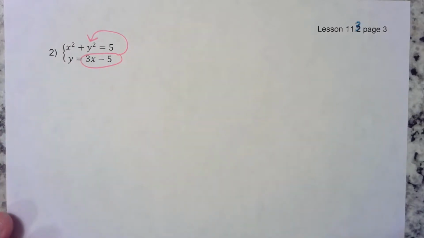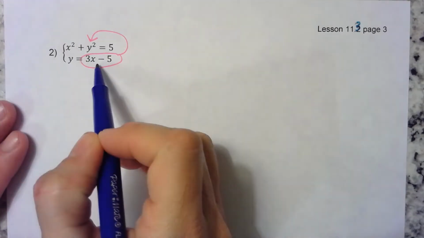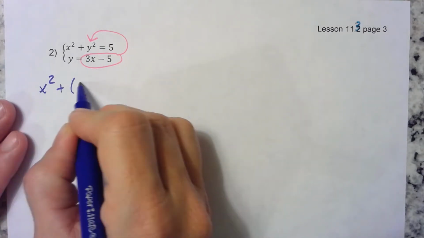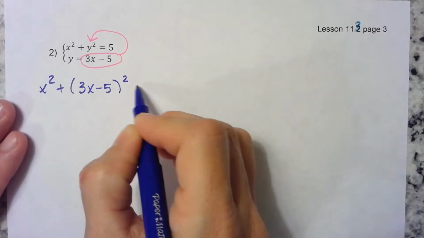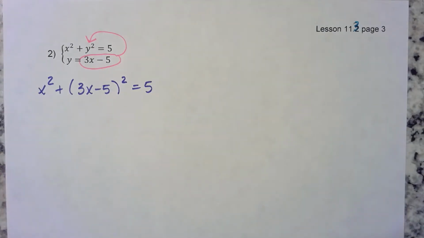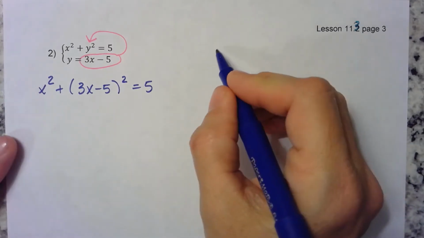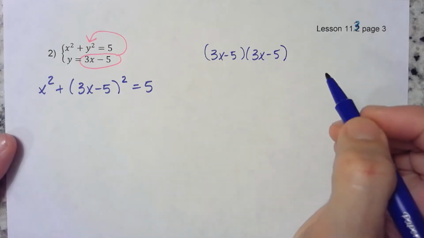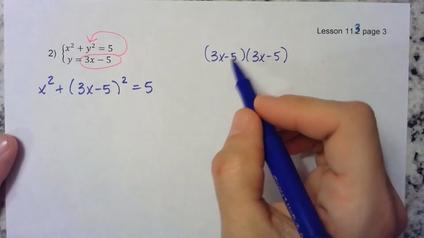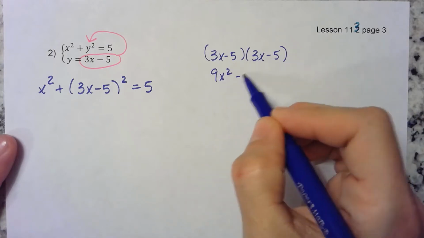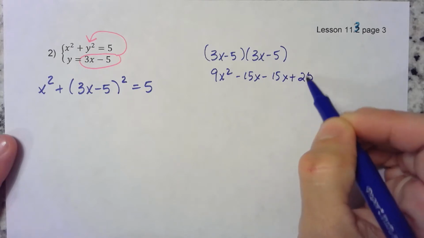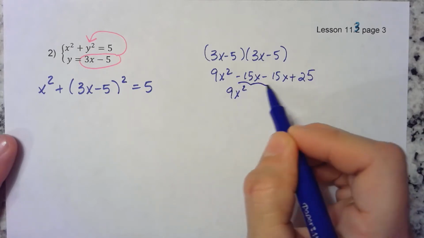So let's substitute that 3x minus 5 in for y here. Now be really careful. 3x minus 5 all squared means 3x minus 5 times 3x minus 5, right? So this works out to be 9x squared minus 15x minus 15x plus 25. So that would be 9x squared minus 30x plus 25.